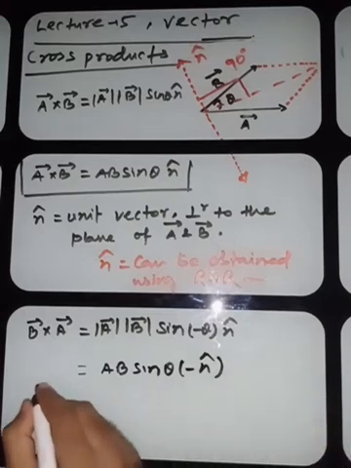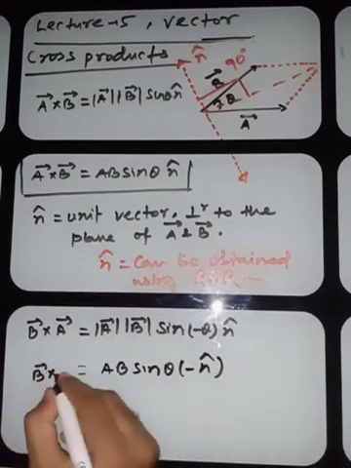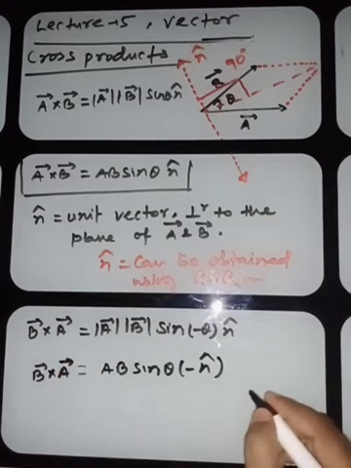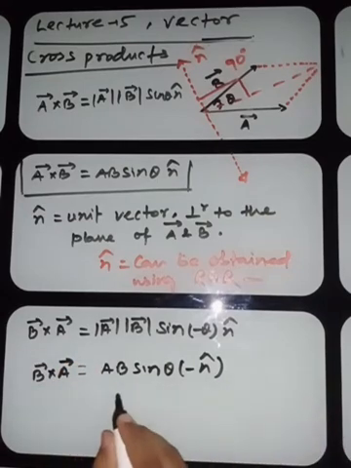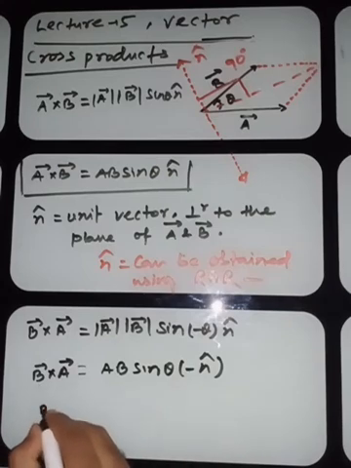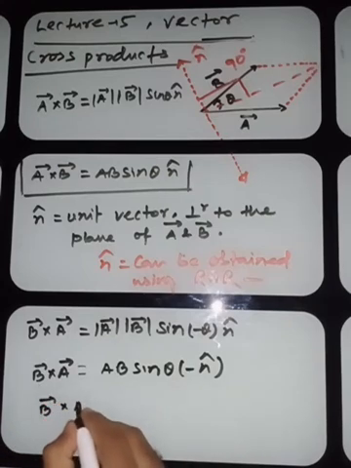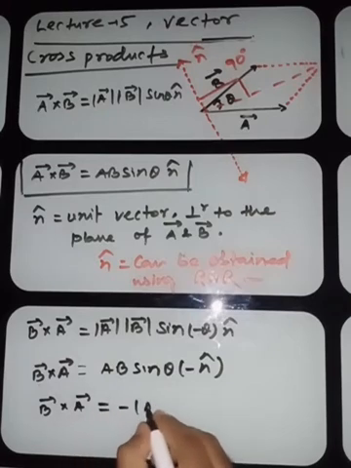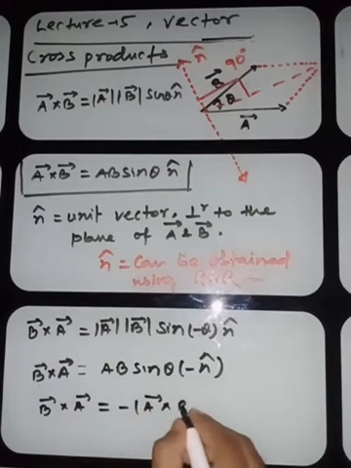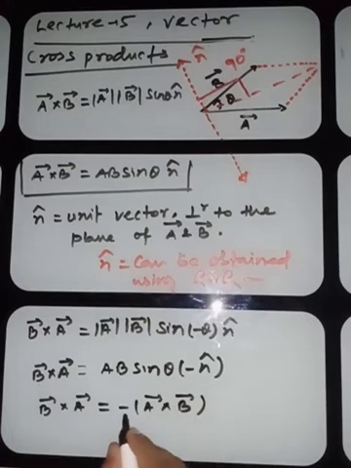That is the direction. So B cross A, you can see, my dear student, is not equal to A cross B, but B cross A is equal to minus A cross B. Always remember, my dear student, B cross A will be equal to minus A cross B.